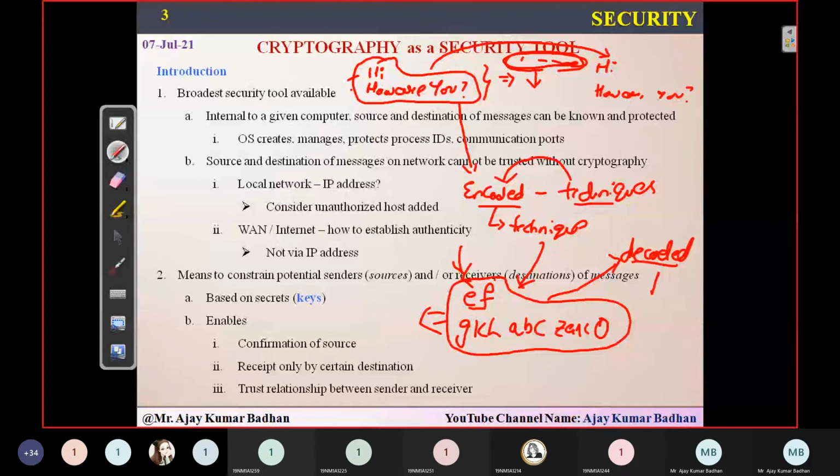To decode that message again, we require something called a key. That key is what we call a secret key. So if you have this key, only that person can decode this particular message. One more example, the best practical example, is your WhatsApp.